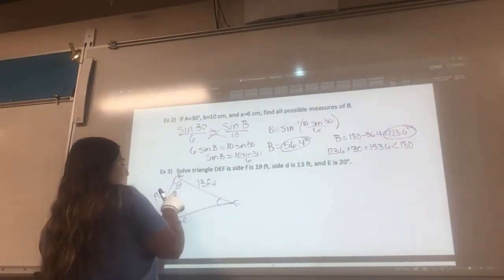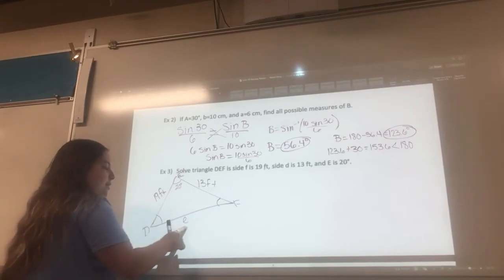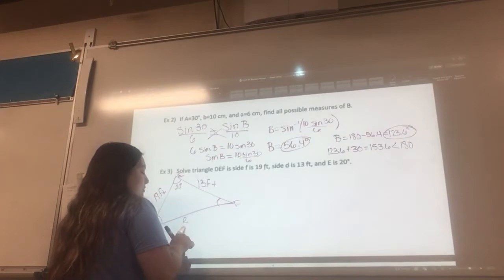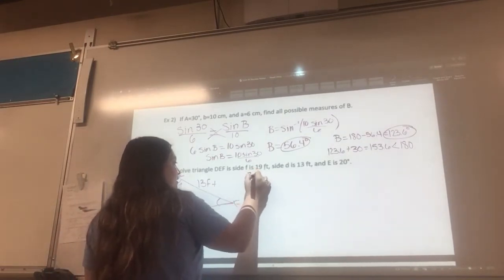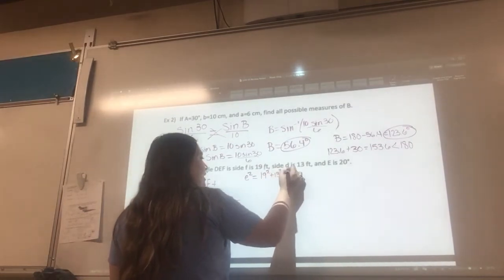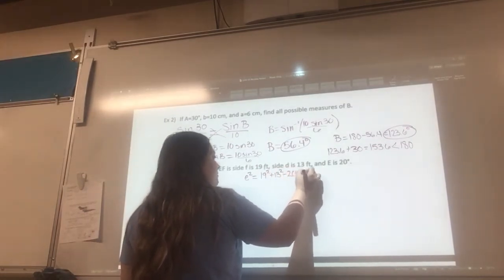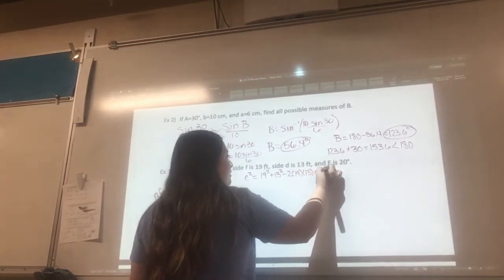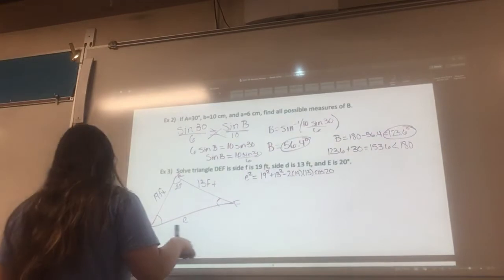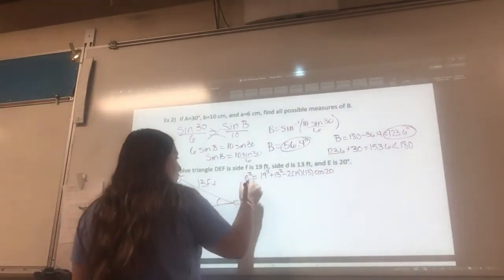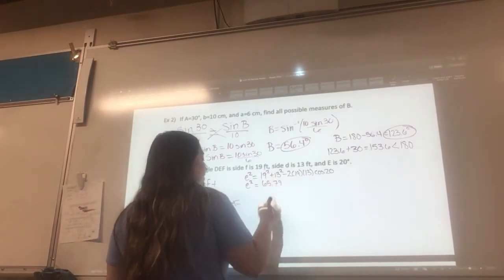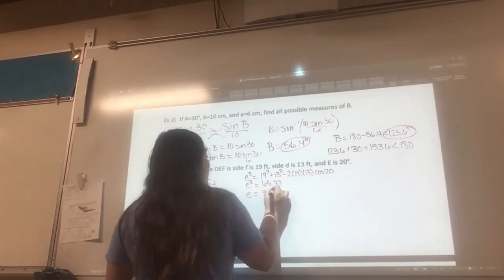Since I was given side, angle, side, I should see that because I need to find the side length, I'm going to be using the law of cosines. So I'm going to see that this is going to be E squared equal to my 19 squared plus 13 squared minus 2 times 19 times 13 cosine of 20. This is a straight plug and chug as long as you're plugging in everything correctly. You'll get that E squared is equal to approximately 65.79, so E equals 8.11.